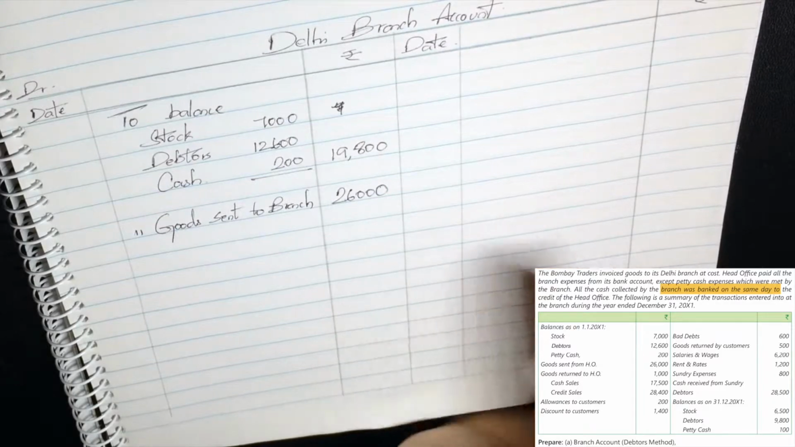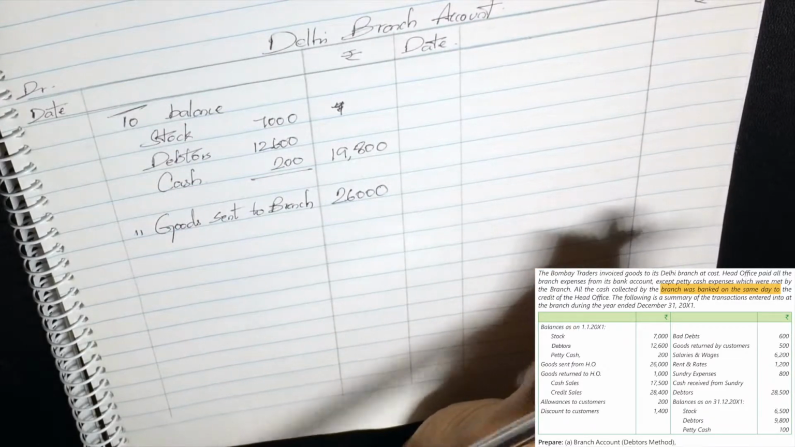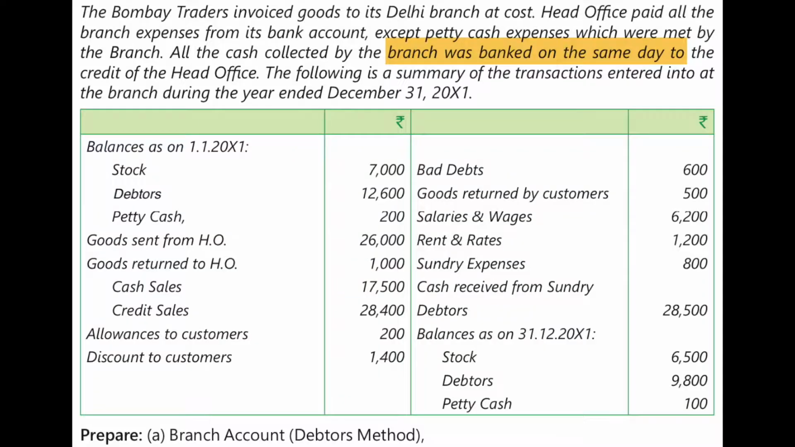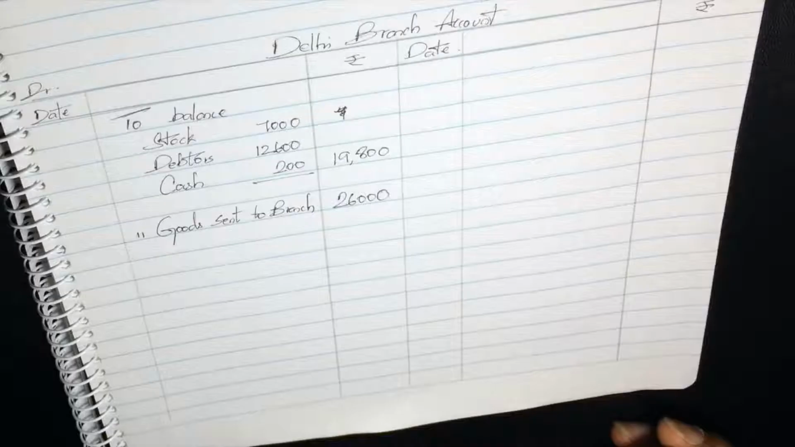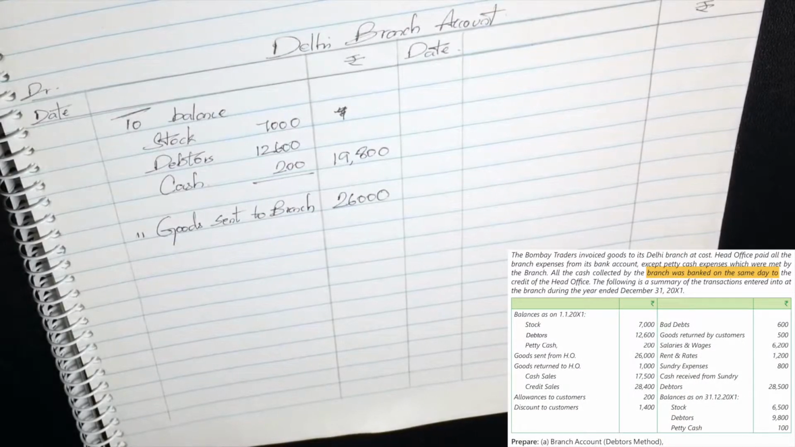So the next thing that we see is cash sales. Now, if you look at the problem, it says all the cash collected by the branch was banked on the same date to the credit of the head office. So what that means is whatever the branch is collecting will be transferred to the head office on the same day. So we also have cash received from sundry debtors in this problem. So cash sales and the collection from debtors both will be remitted to the head office.